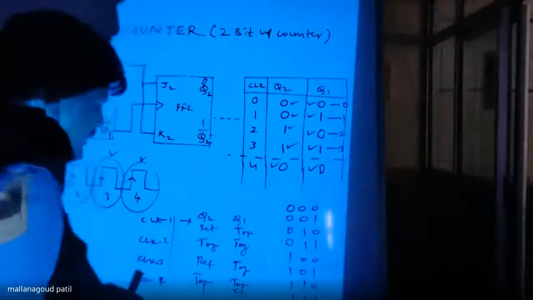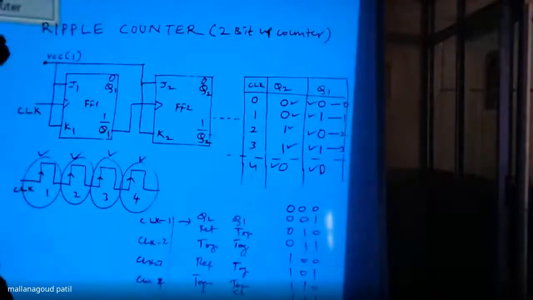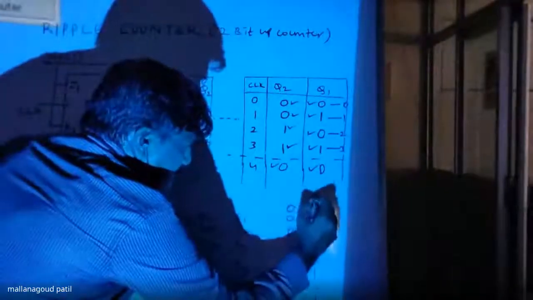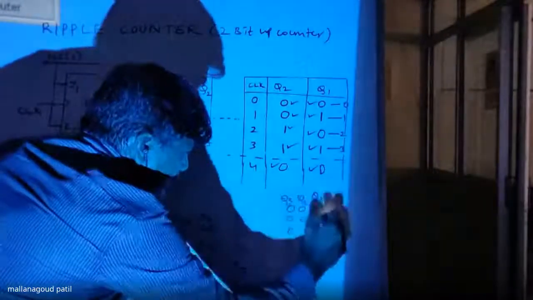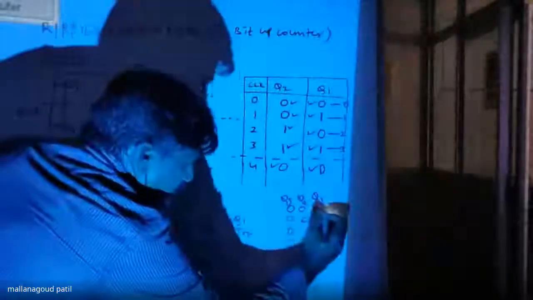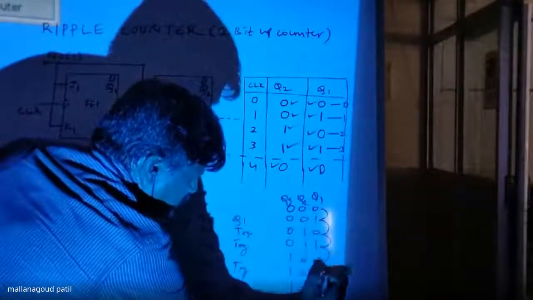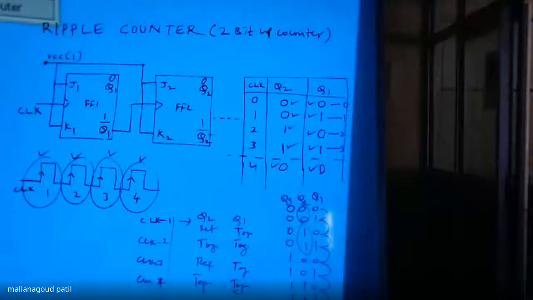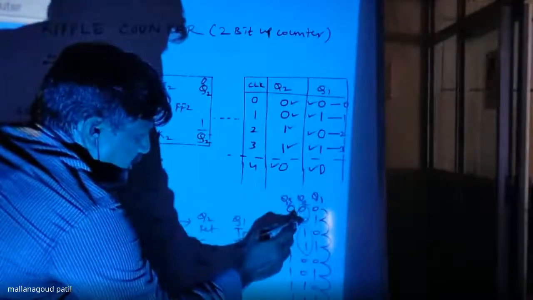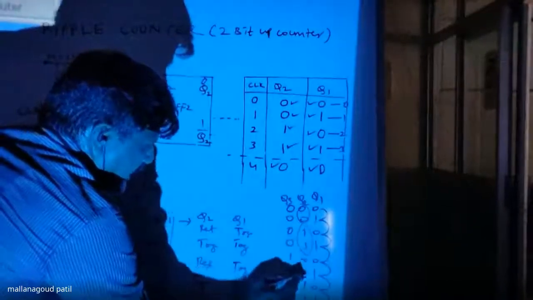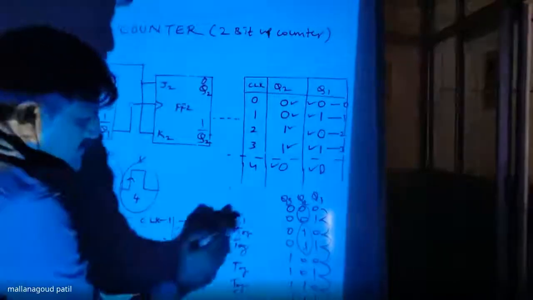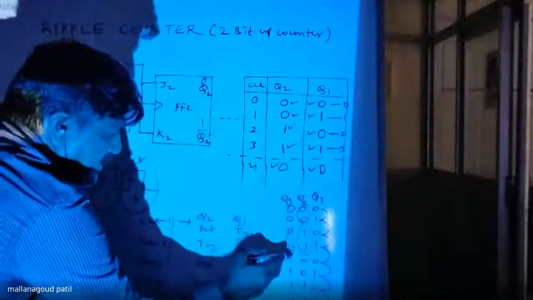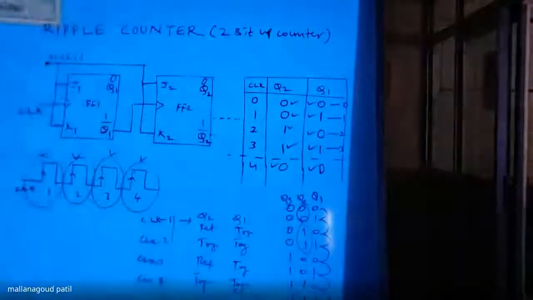Check here. How exactly it could be. This is Q1, this is Q2, this is Q3. Q1 will toggle every time. 0 to 1, 1 to 0, 0 to 1, 1 to 0, continuous. Then you see Q2: retain, toggle. Retain, toggle. Retain, toggle. Here you see Q3: retain, retain, retain, toggle. Retain, retain, retain, toggle.